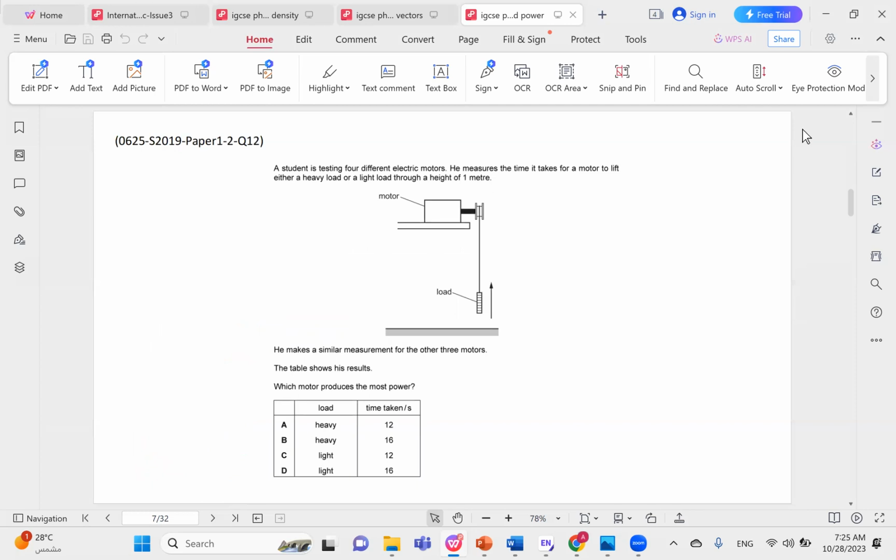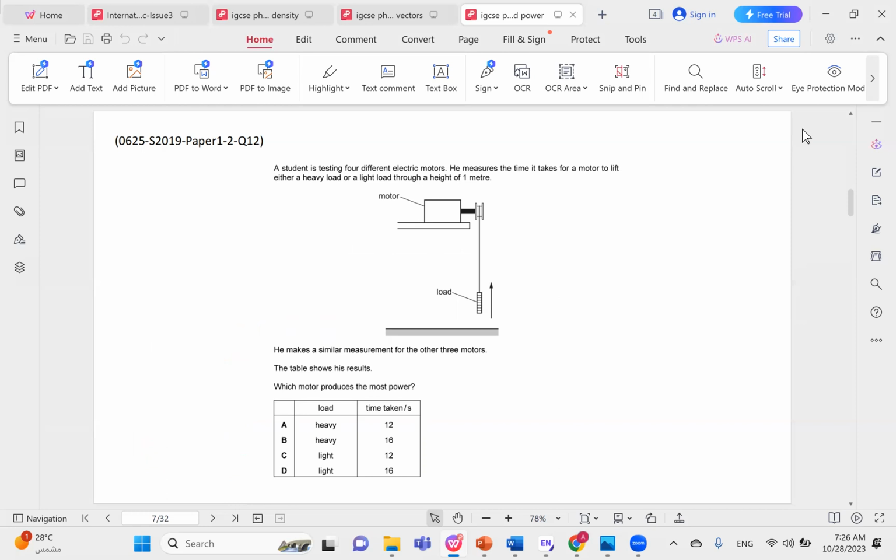A student is testing 4 different electric motors. He measures the time it takes for a motor to lift either a heavy load or a light load through a height of 1 meter. He makes a similar measurement for the other 3 motors. The table shows his results. Which motor produces the most power?